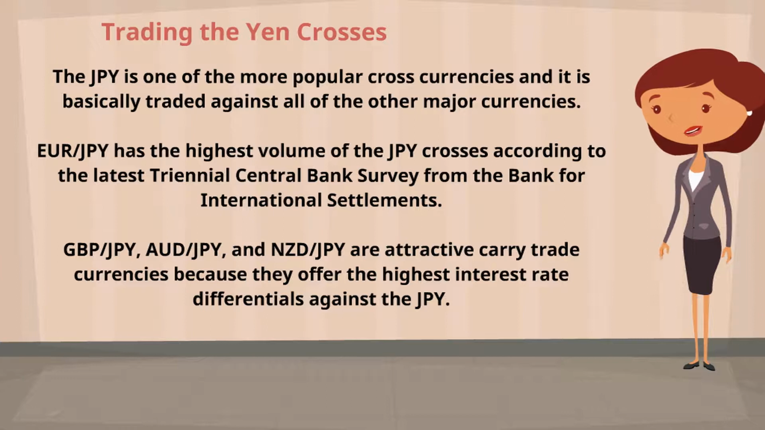Trading the yen crosses. The JPY is one of the more popular cross currencies, and it is basically traded against all of the other major currencies. Euro to Japanese yen has the highest volume of the JPY crosses according to the latest triennial central bank survey from the Bank for International Settlements. Pound sterling to Japanese yen, Australian dollar to Japanese yen, and New Zealand dollar to Japanese yen are attractive carry trade currencies because they offer the highest interest rate differentials against the JPY.